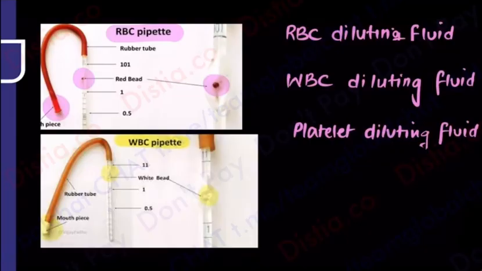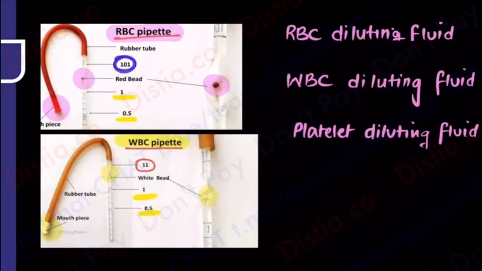Now you will have to tell me what the markings are. What if the bead colors are not given in the paper, ma'am? I will say the lower marking is 0.5 in both. Middle marking is 1 in both, but look at the final marking. In RBC, the dilution is going up to 101. In WBC, it is going only up to 11. Why? Because RBC is in millions. To be able to count it, you will have to dilute it more. WBC is in thousands, so the dilution is only till 11. As simple as that.